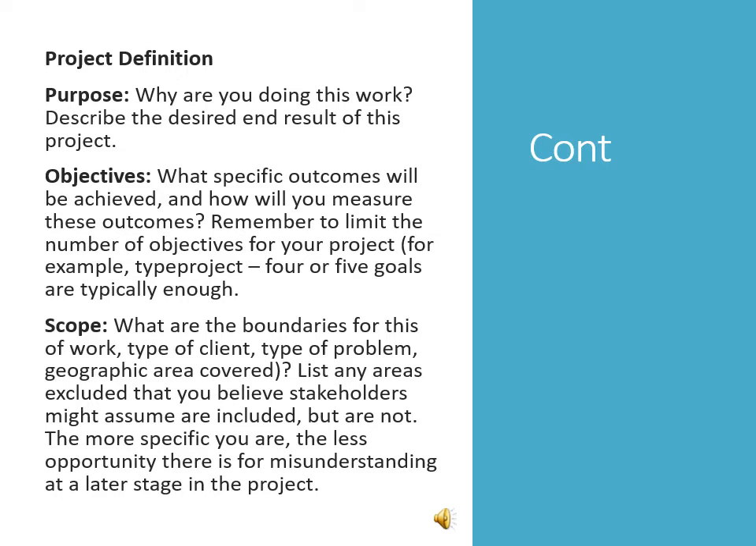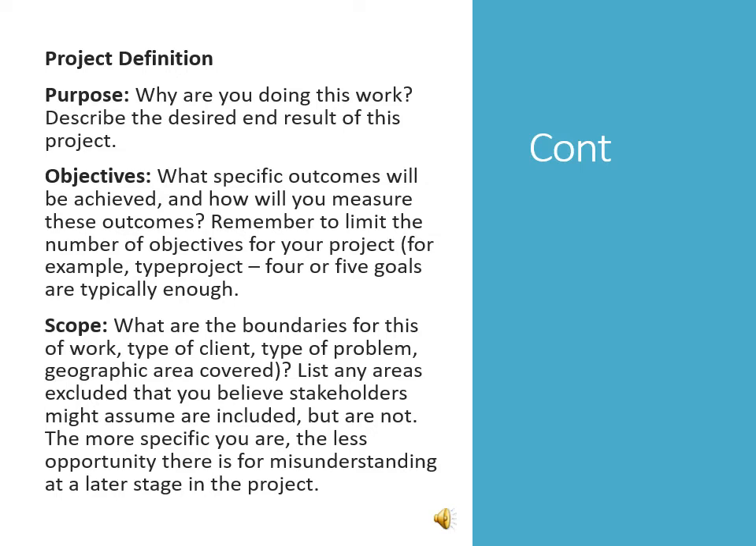Then you have the purpose of the project. Why are you doing this work? It describes the desired end result of this project. You have your well-spelled-out objectives: what specific outcomes will be achieved, and how will you measure these outcomes. You need to remember to limit the number of objectives for your project. Normally 4 or 5 goals are typically enough.